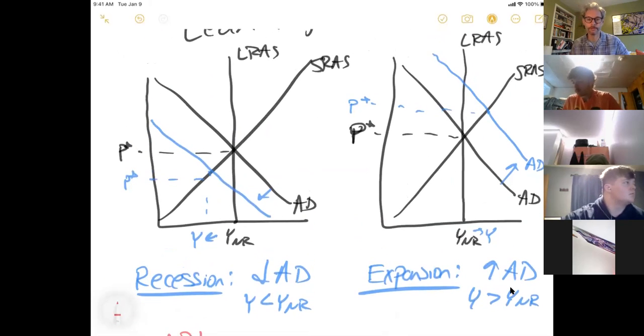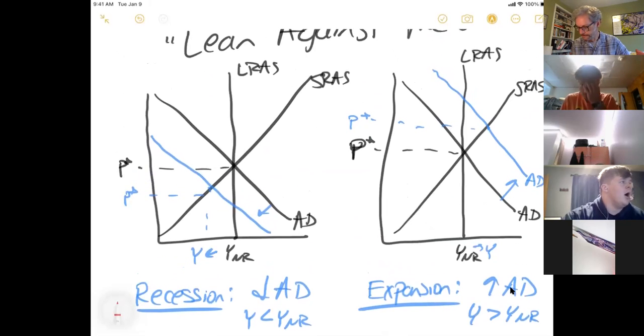Colin, how about you help me out with the recession here? So we've had a recession. Output has fallen below the natural rate. According to Keynes, what should the government try to do here when you're in a recession? Increase the government spending.